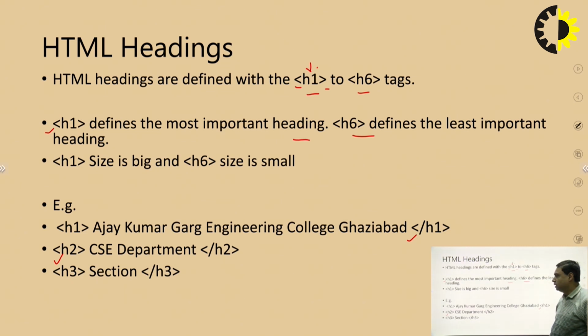And the section, basically the part of the department, should obviously be a little bit less in size as compared to the size of the H2, that is the CSE department. Therefore, it is written with the help of the H3. So this is one example of how you write headings in a web page using the heading tags H1, H2, H3. Similarly we have H4, H5, and H6 also.